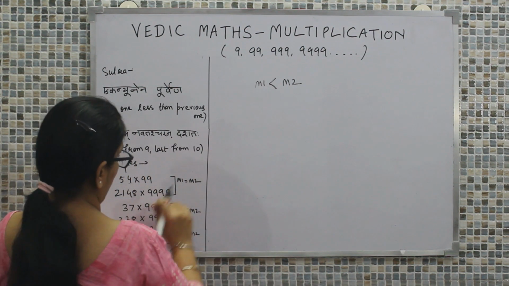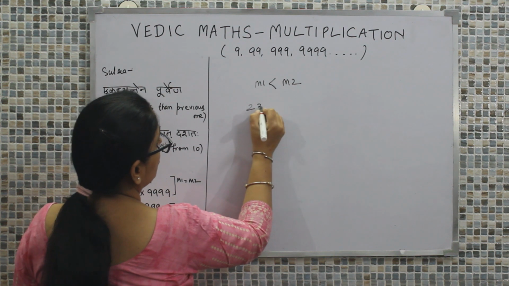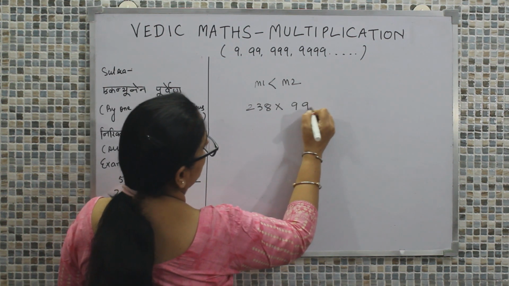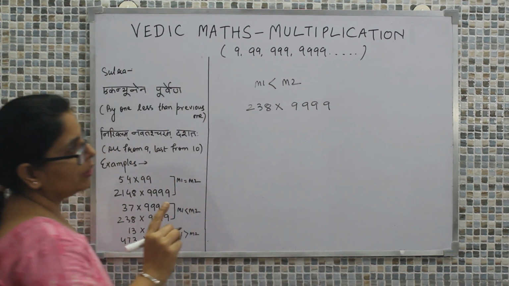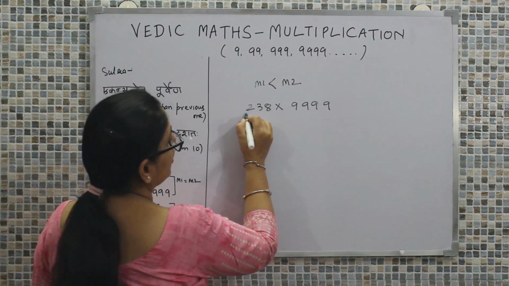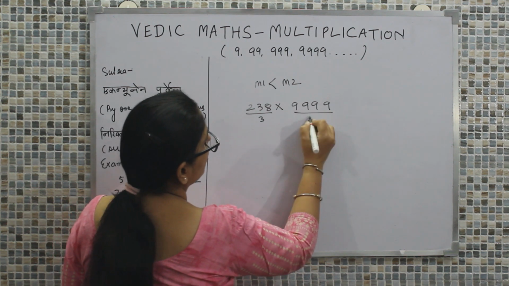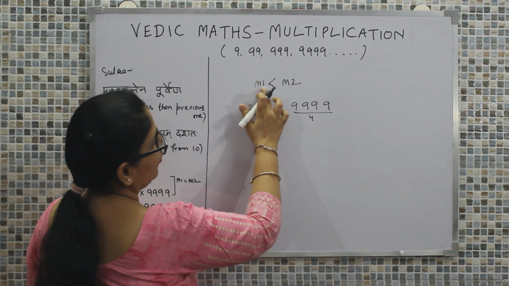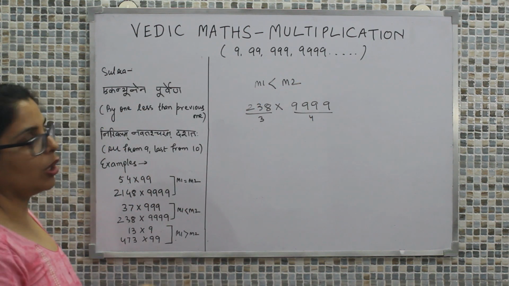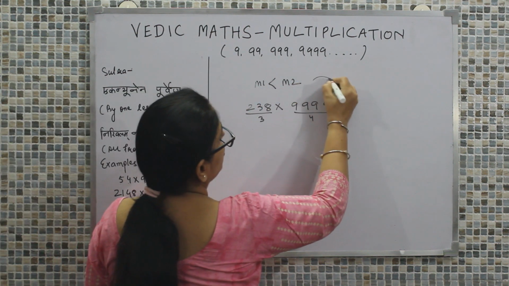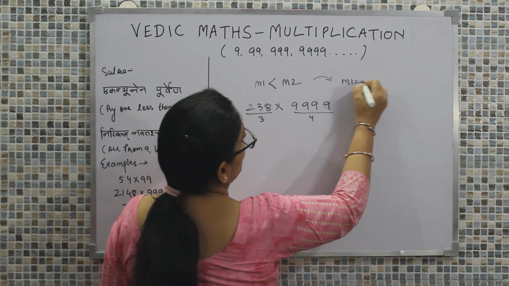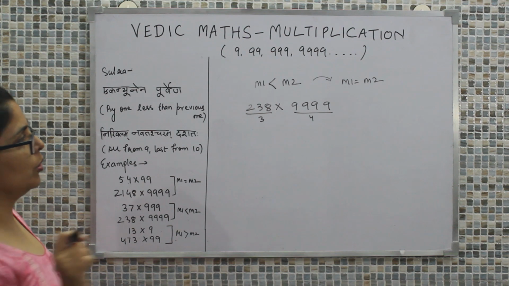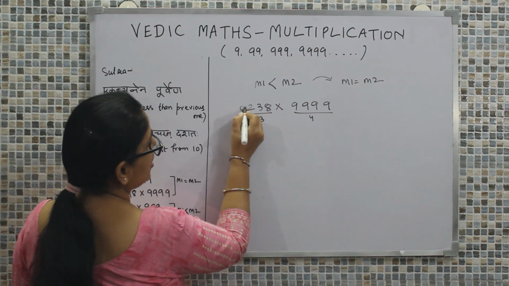So we have 238 into 4 times 9. Let's compare the values. Here the length of m1 is 3 and the length of m2 is 4. So we are using the condition of m1 is less than m2. Now we need to change it to m1 equal to m2, because we have learned the multiplication of m1 equal to m2. Simply append 0 to it.